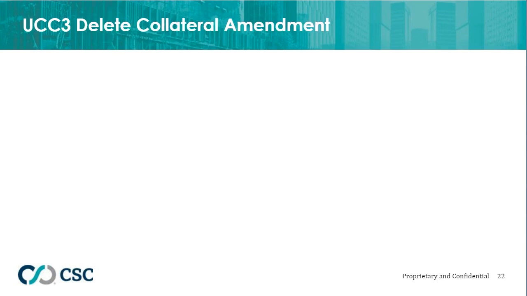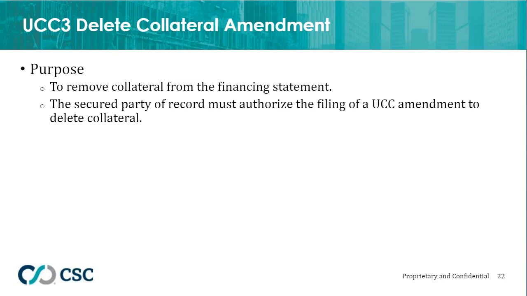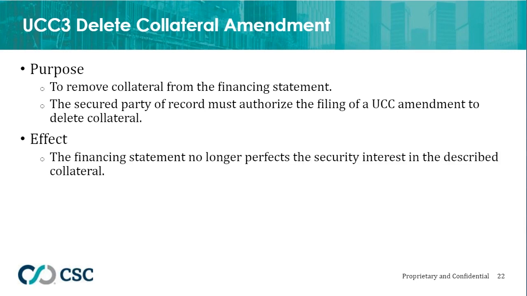Delete collateral amendment. This amendment is designed to remove collateral from the scope of the financing statement. It used to be called a partial release. In this type of case, the secured party of record must authorize the filing to delete collateral. Once it's filed, the collateral that's described in the amendment is no longer subject to perfection under the security interest.